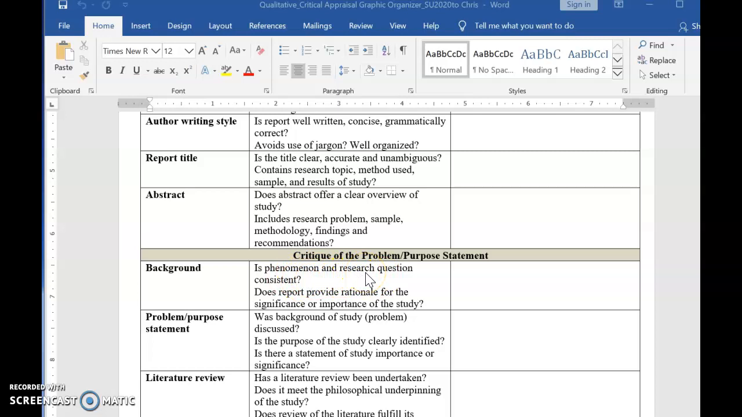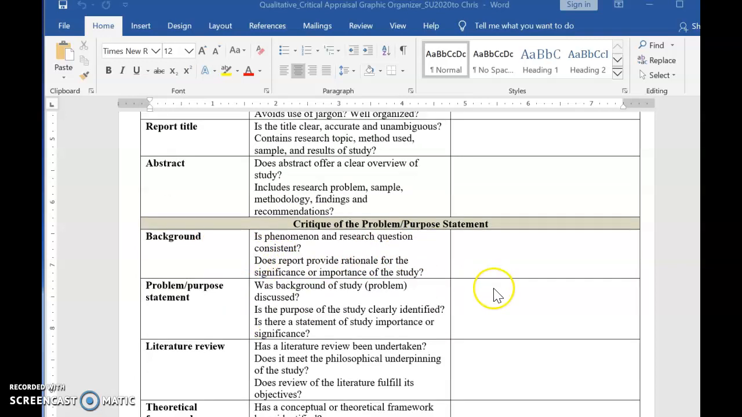So sometimes you may not see a research question in the paper. And if you're not seeing the research question, then what you want to do is go to the purpose statement, and you can dissect the purpose statement to find what the research question is. And so once you do know what the research question is, then you want to say, okay, is that consistent with the phenomenon that the people are studying in this paper? Does it make sense that both of those are relating to each other? We also want to make sure, does the background provide rationale for why the study is important? So we're just looking at, are they giving good rationale for why the study should be done?